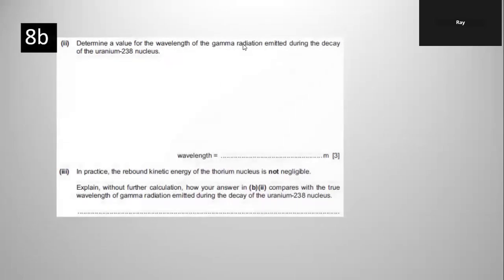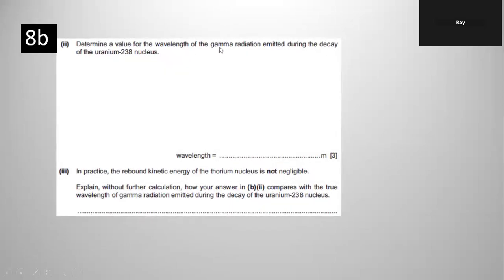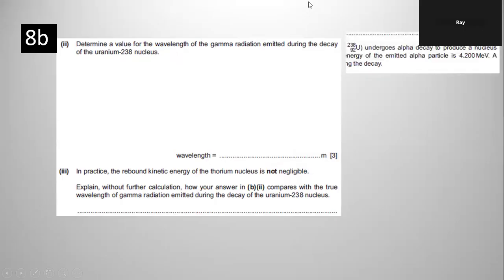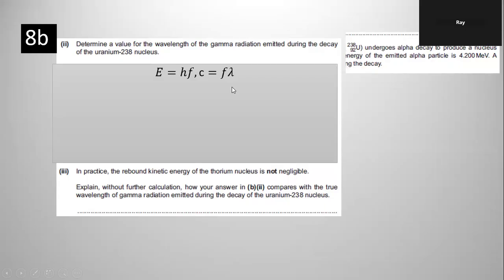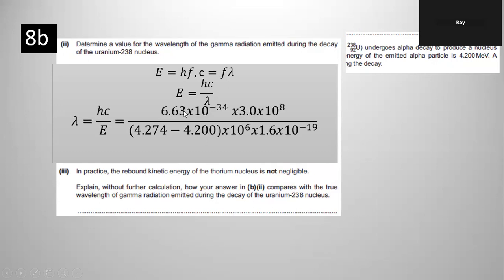Determine the value of the wavelength of the gamma ray radiation emitted during the decay of the uranium-238 nucleus. Okay, that's what is given from the previous question. Right, that's what we are using. Replace your f with lambda. You get hc over lambda. So lambda is, take the E down, cross multiply. h is from the data sheet. c is on the data sheet.